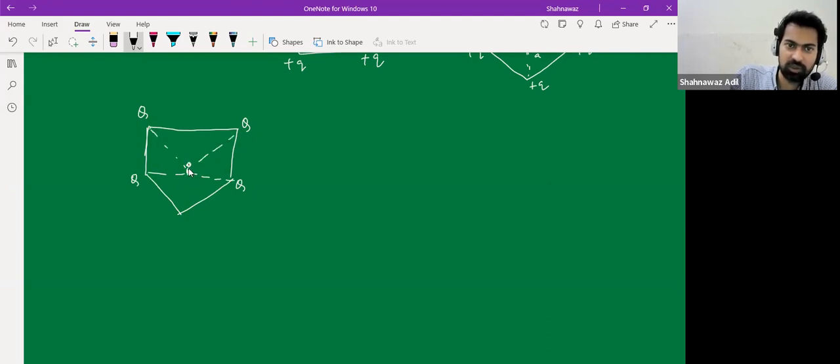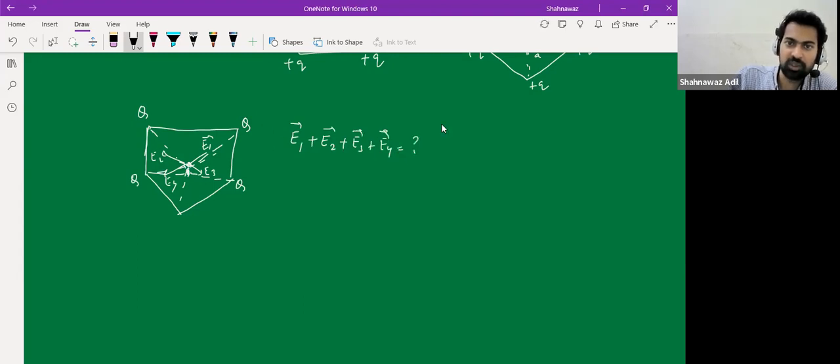They are asking what would be the electric field due to, let's say this is E1, this is E2, this is E3, and this is E4. So they are asking what would be the electric field due to all these charges.